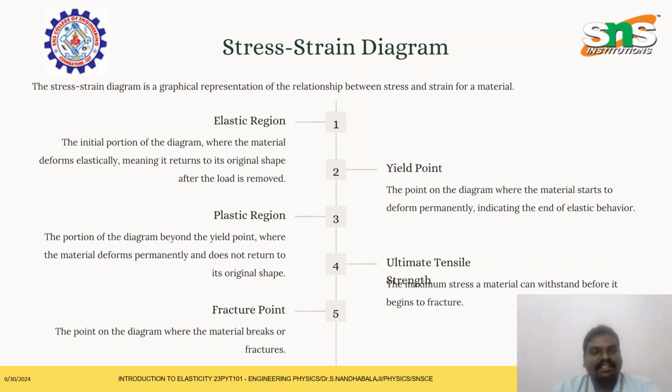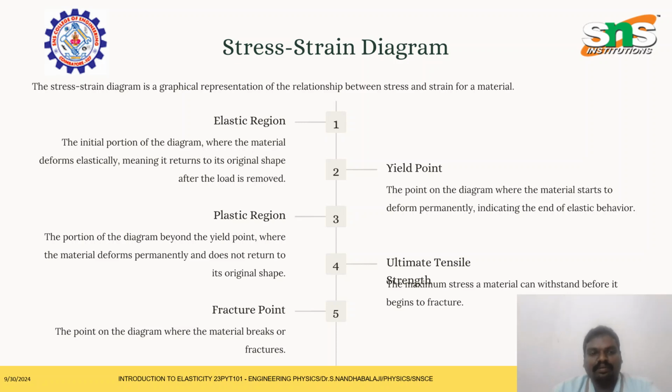In the elastic region, the initial portion of the diagram, the material deforms elastically, meaning it returns to its original shape after the load is removed. The yield point is the point on the diagram where the material starts to deform permanently, indicating the end of elastic behavior.